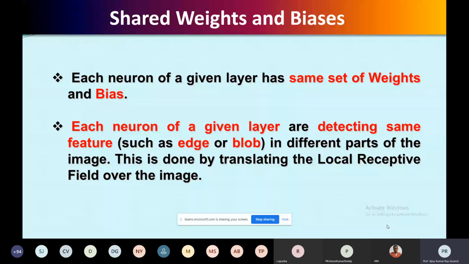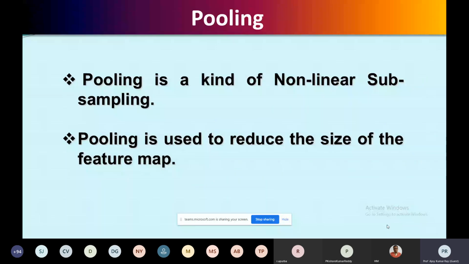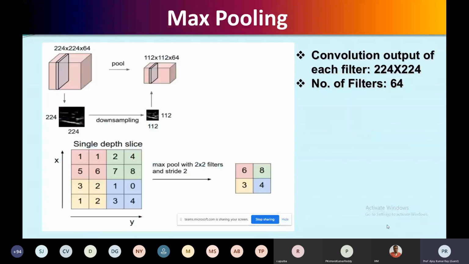Pooling, as I was mentioning, is the subsampling thing. So this is the nonlinear subsampling, because in the process of pooling, we are finding only the maximum value of the 2 by 2 matrix. That's why it's known as max pooling. So here, to make it simpler, we have shown a simple single depth slice. If we get like this, then what is the final output? 1, 1, 5, 6. The highest value is 6. So after max pooling, with a 2 by 2 filter, you get 6.